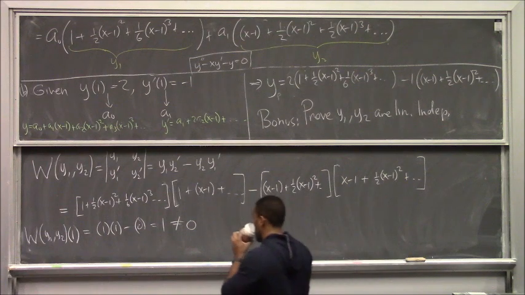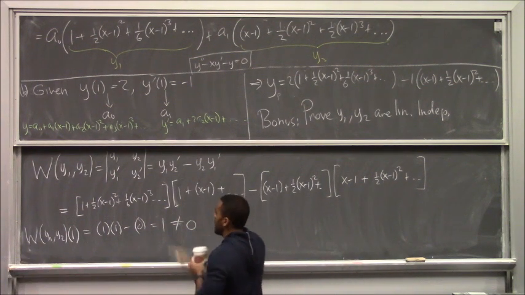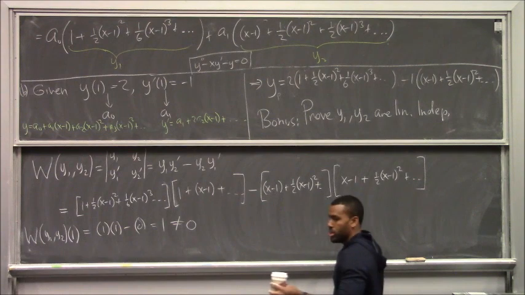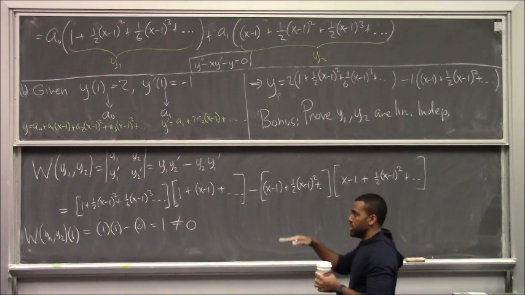How do you show it's linearly independent at all points? Well, I multiply this out, get a general polynomial, and just show that that's not going to be 0 for these x values.